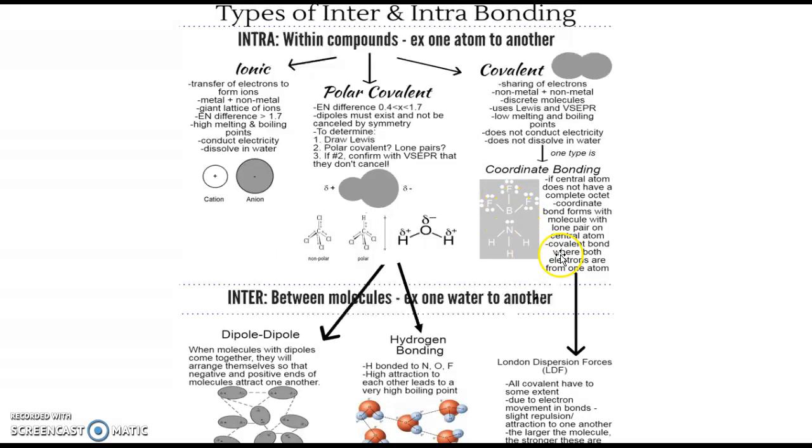so they can kind of share that extra set. And then London dispersion forces exist for everything that's covalently bound. So all covalent have them to some extent. It's due to just the electrons moving around between that shared bond. Okay, and then the larger the molecule, the more of these they have. So that's the intermolecular bonds between covalent molecules.